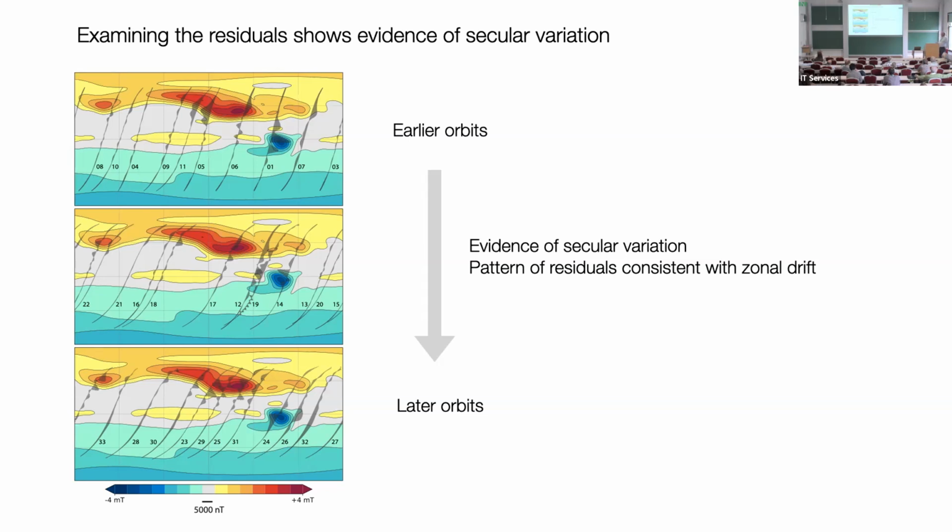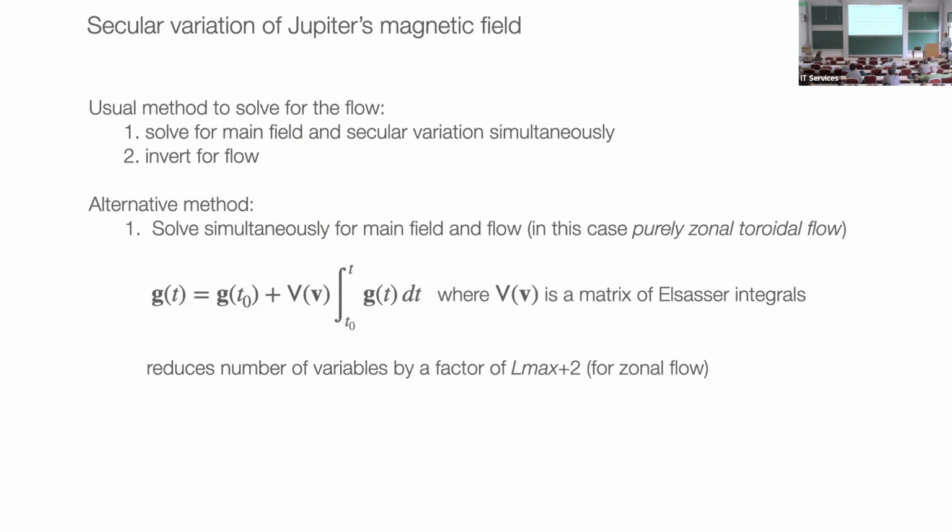So how can we make this a little bit more quantitative? Well, the usual method one would adopt at this point is to say, okay, we'll solve for both the main magnetic field and its secular variations simultaneously, and then invert that combination of main field and secular variation, the time dependence, for the fluid flow, just in the same way that we would analyze observations for the Earth.